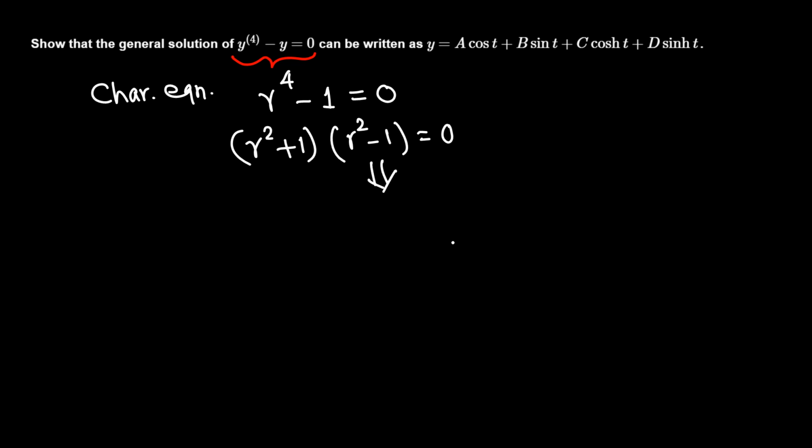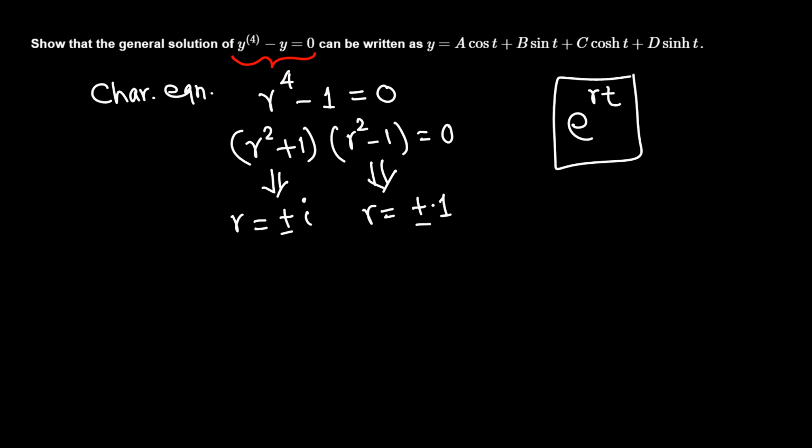Anyway, this gives us r equals plus or minus 1, and r squared plus 1 equals 0 means r squared equals negative 1. The square root of negative 1 is plus or minus i. Based on these roots, we have the solution e raised to rt. So from this we get e raised to t, that is 1t, and e raised to negative t, negative 1t.